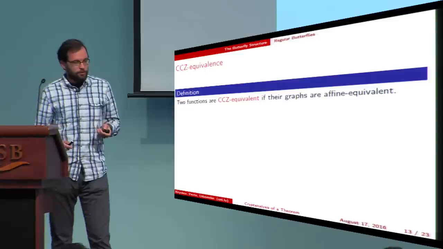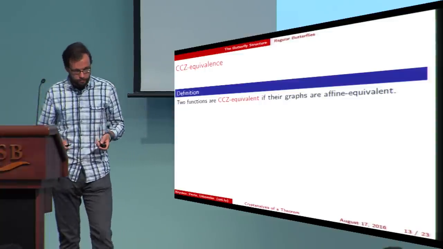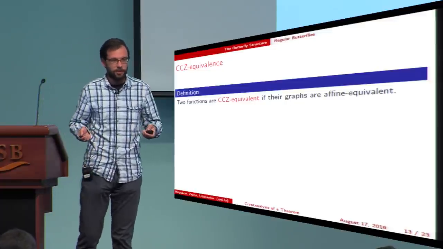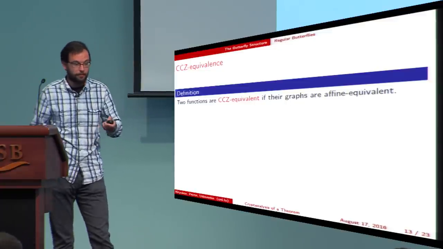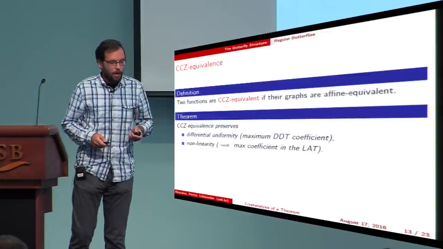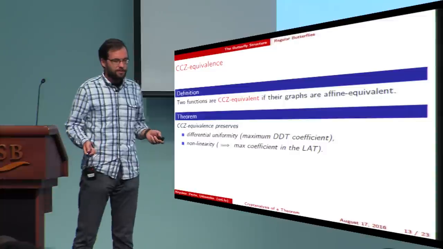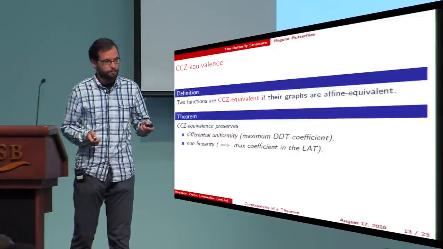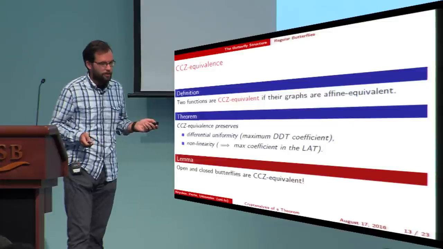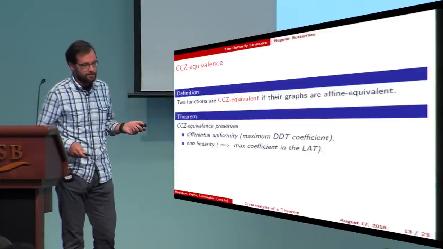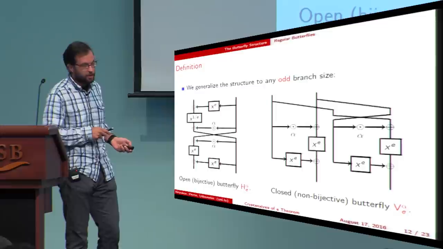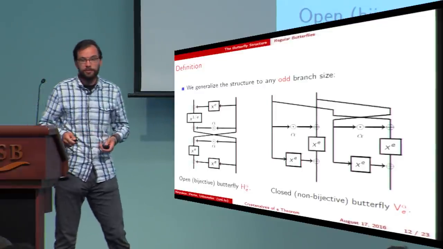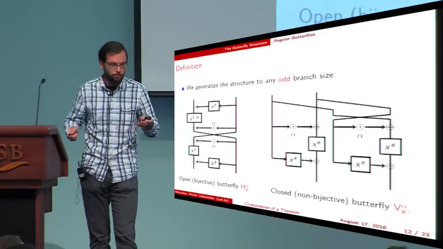Now we recall the definition of CCZ equivalence. Two functions are CCZ equivalent if their graphs, their functional graphs, are related by an affine mapping. A good thing about CCZ equivalence is that it preserves the maximum coefficients in DDT and LAT. And it turns out that the open and closed butterflies are CCZ equivalent. So these two structures are CCZ equivalent and therefore they have the same DDT and LAT maximum coefficients.